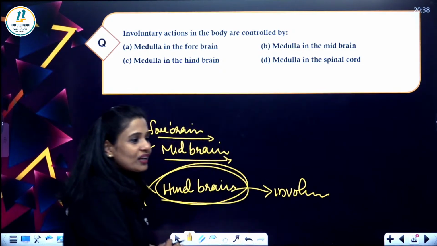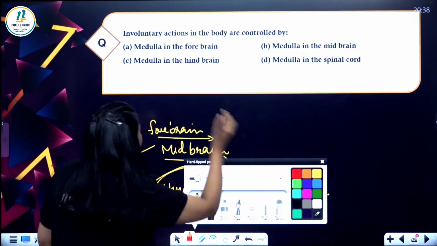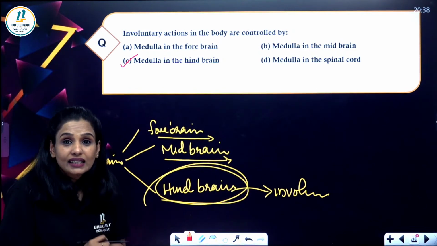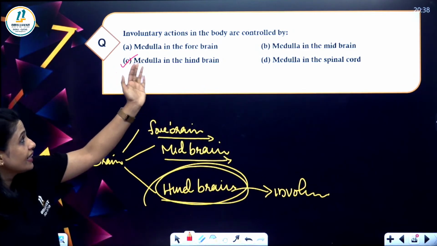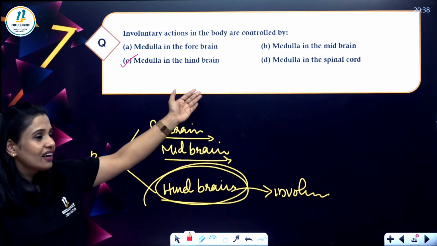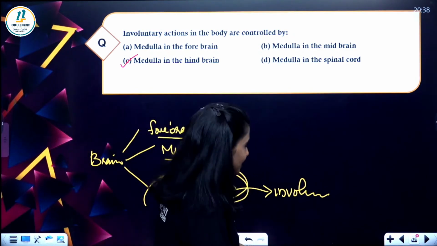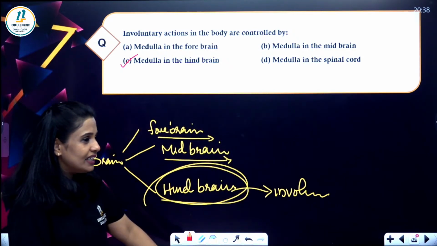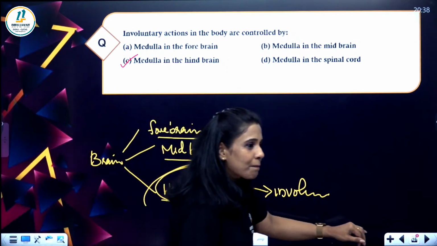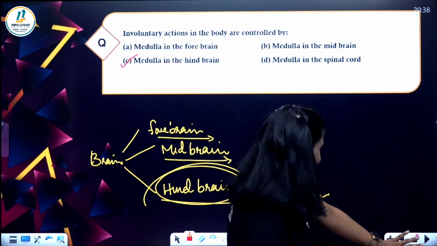Very good. All are commenting the correct answer. It is medulla in the hindbrain. Involuntary actions in body are controlled by medulla in the hindbrain. Very good. Okay. Let's do the next question. Shafiq, Khadir Ahmed, Prasuja, very good.